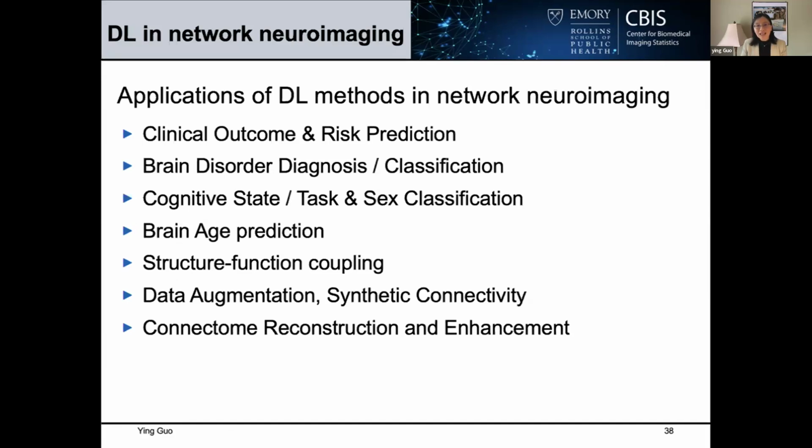It's also used in data augmentation, to increase the training sample size in limited-sample scenarios. Another common use is imaging enhancement. For example, a deep learning method has been developed to generate a structural connectome from diffusion MRI, with the goal of overcoming the limitations of conventional tractography algorithms, so that we can generate a more accurate structural connectome from the diffusion MRI data.